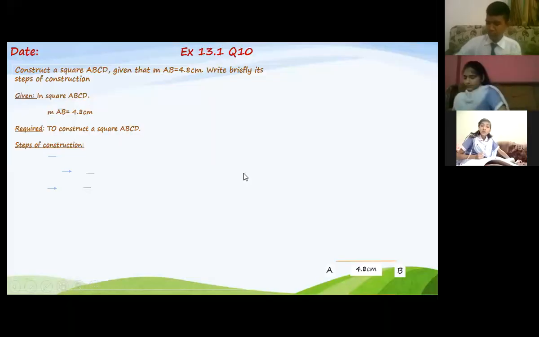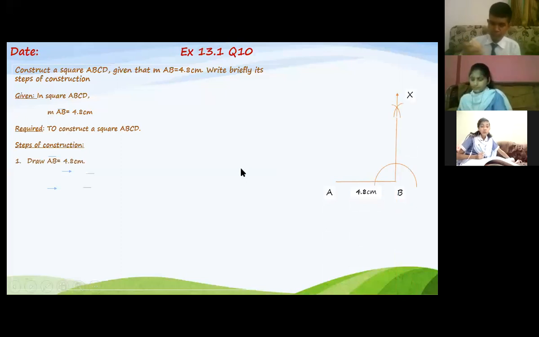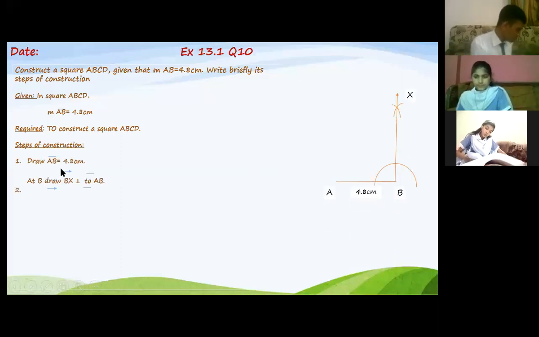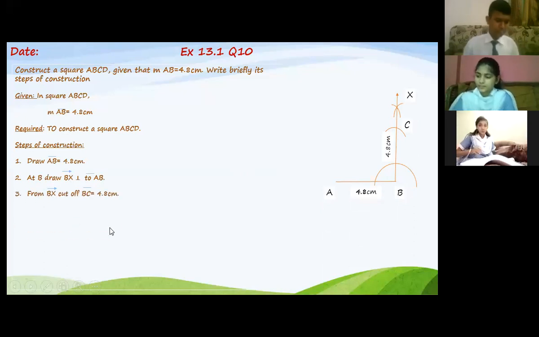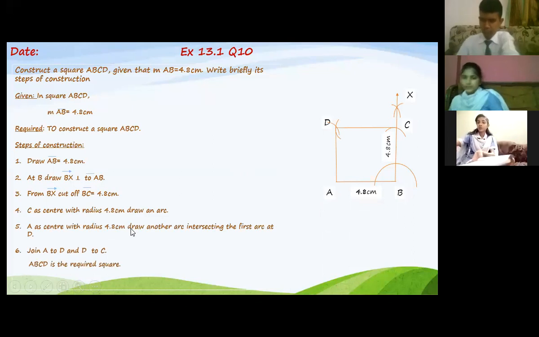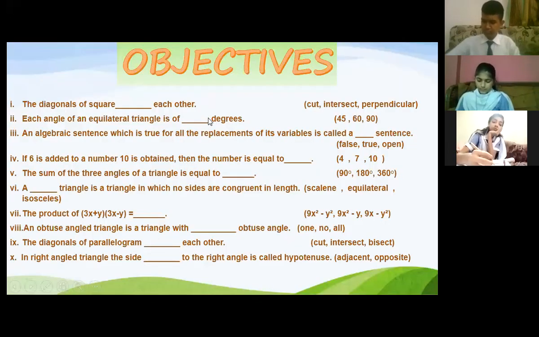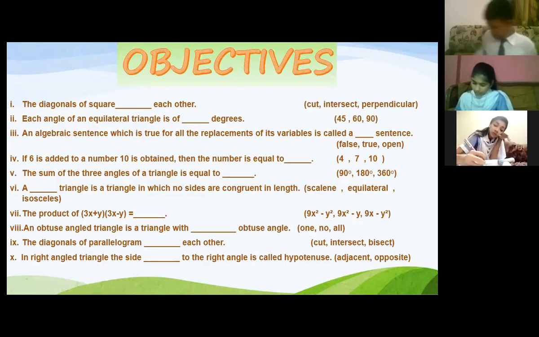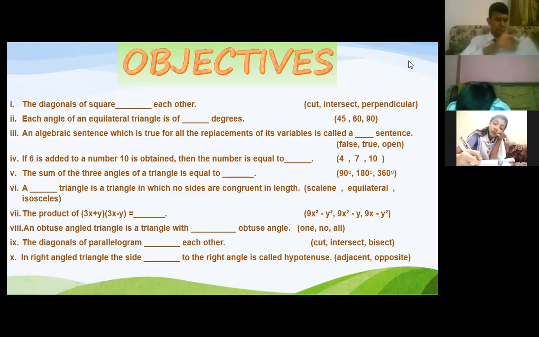Now students, I am going to share objectives with you. I hope you all have completed the construction and steps as well. You have completed the steps, students? You all have completed these steps? So let's start the objectives. Kindly start noting down the objective. I'm dictating it. Number one, the diagonals of square dash each other.